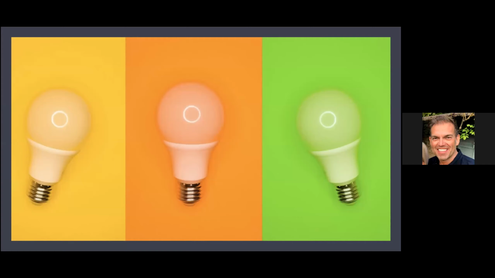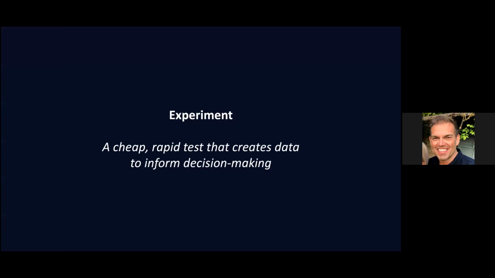I'm not going to focus on ideas today and what a good idea looks like. That's a different conversation. But once you've had an idea, what do you actually do next? You experiment. A cheap, rapid test that creates data to inform decision making. So an experiment in this context is a cheap, rapid test that creates data. There's a lot of theory and philosophy around experiments, and this can be applied to innovation, business, learning methods, and takes a lot of the same principles.